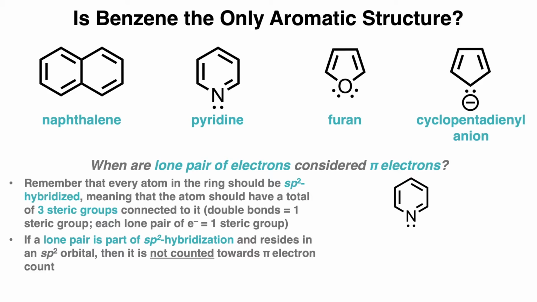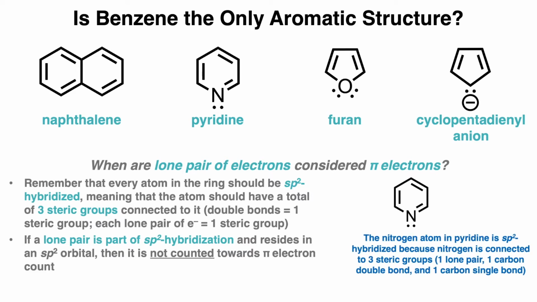The nitrogen atom in pyridine is sp2 hybridized because nitrogen is connected to one lone pair of electrons, one carbon double bond, and one carbon single bond, totaling to 3 steric groups.